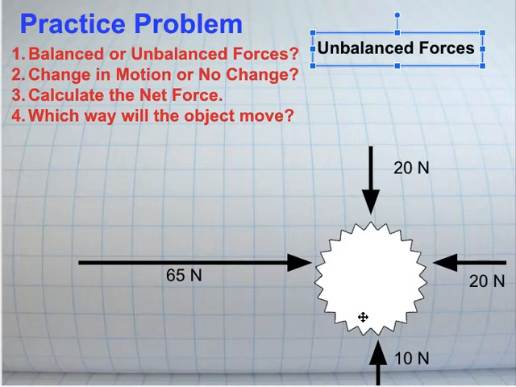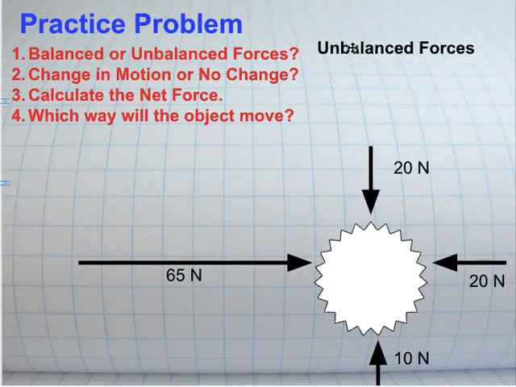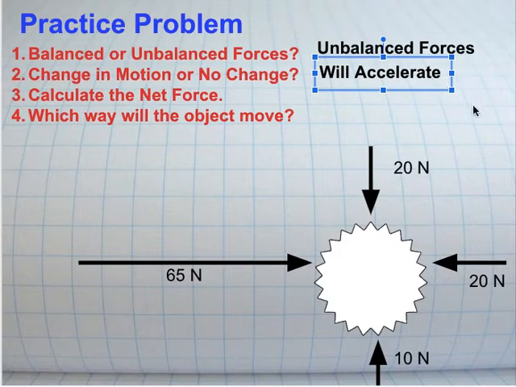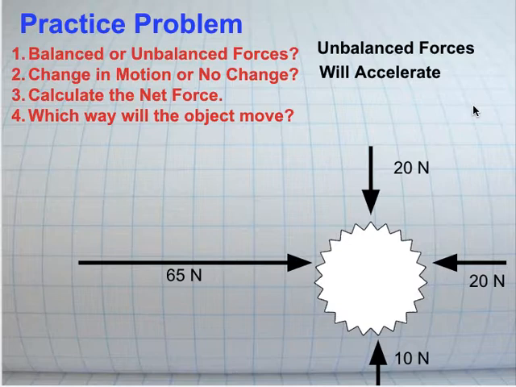So if it's unbalanced, what's going to happen to my object? It's going to accelerate, so there's going to be a change in motion. At this point, we don't know which way the object is moving, so we don't know if it's going to speed up, slow down, or change directions. I need more information for that, but it's going to accelerate in some form. Remember, acceleration is when it speeds up, slows down, or changes direction. It's going to do one of those things.